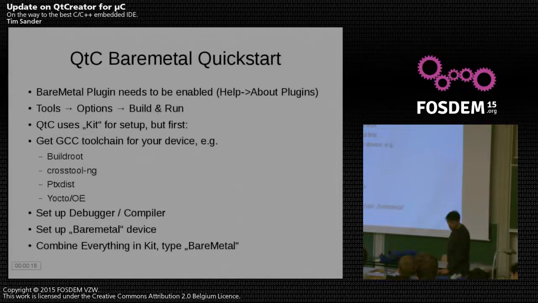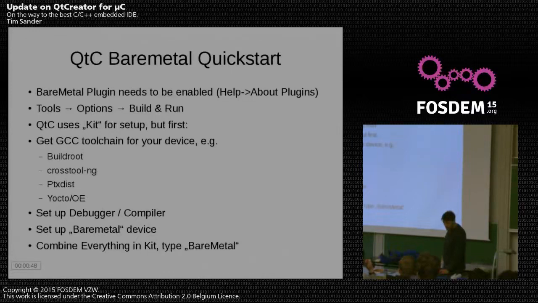So first, as BareMetal is an experimental plugin, you need to enable the plugin, because it's by default disabled. And so you go into the Help About Plugins dialog and enable the plugin. And after that, you have to restart QtCreator. And then you go to the Tools, Options, Build and Run settings, and set up a kit.